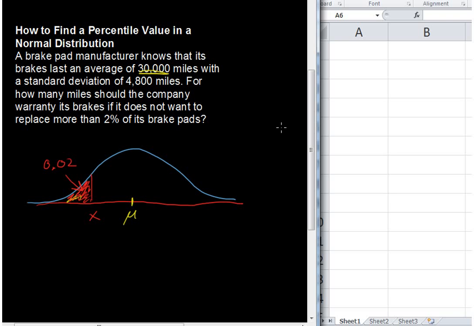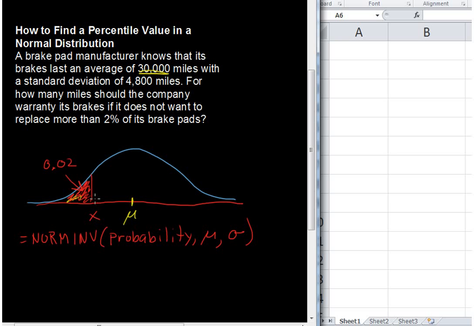Now, the Excel function NORMINV, equals NORMINV, gives you this x value. What you need to put in is the probability. This is the syntax: probability, and then the mean, and then the standard deviation, and then out pops the answer. Out pops this x value.